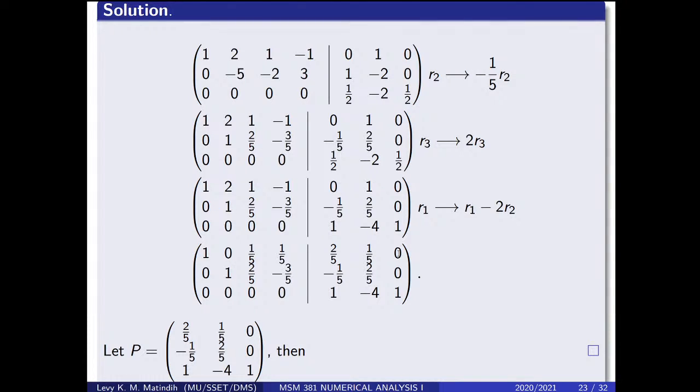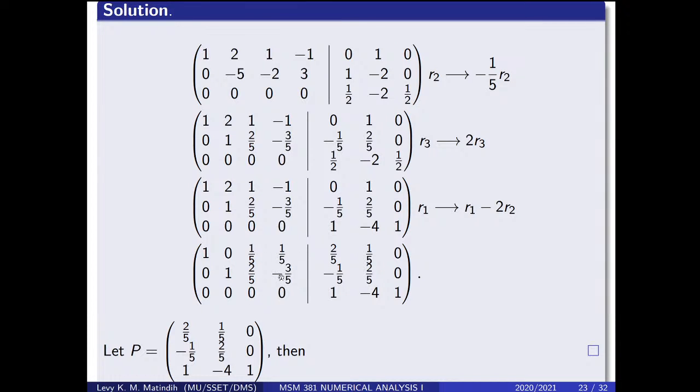Now, if you look at the left-hand side of this partition, the left-hand side is in the reduced row echelon form. Since the left-hand side is in the reduced row echelon form, this left-hand side is our matrix R.